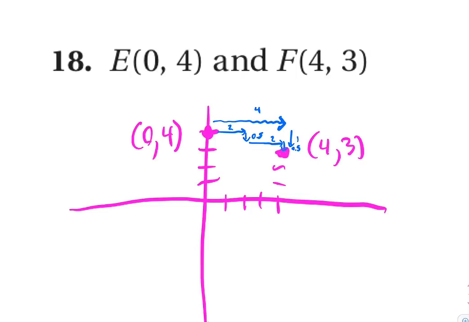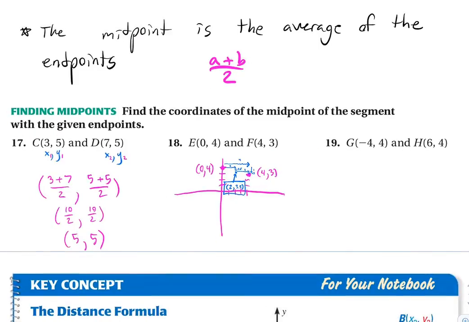And then over the same amount, down the same amount, we're all the way there. So my midpoint here is at, we start at 0, went over 2. And then we start at 4, went down 0.5. So there we go. That's a conceptual way to find the midpoint. And I like that. All right. So let's go back here.